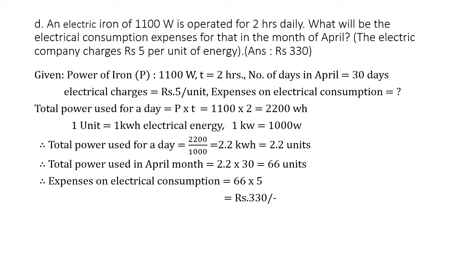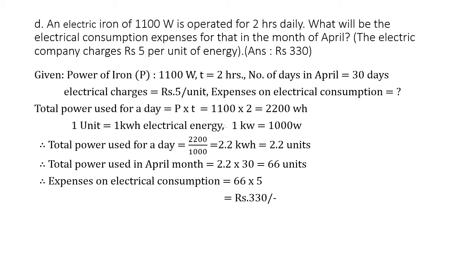What we have to find? Expenses on the electrical consumption. Expenses on electrical consumption is equal to question mark. So again, total power used for a day. First we'll calculate how much electricity, how much power will be used for a day, and then we'll go for the whole month.